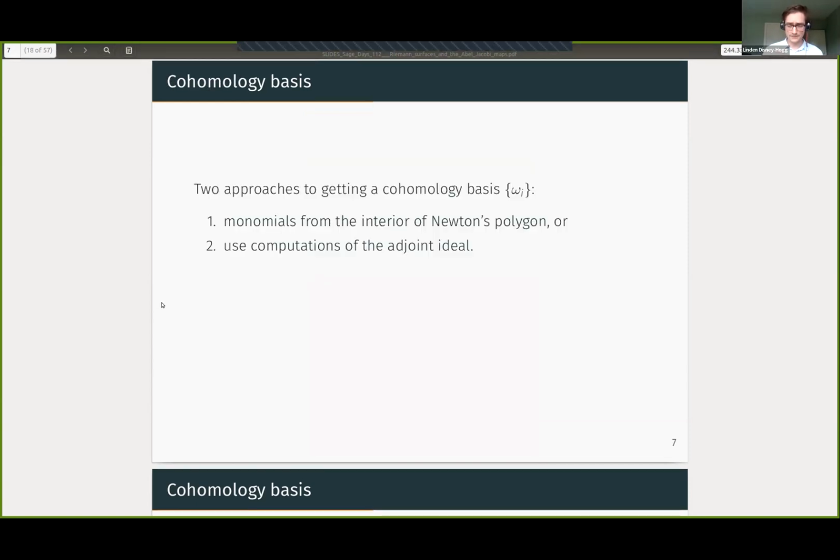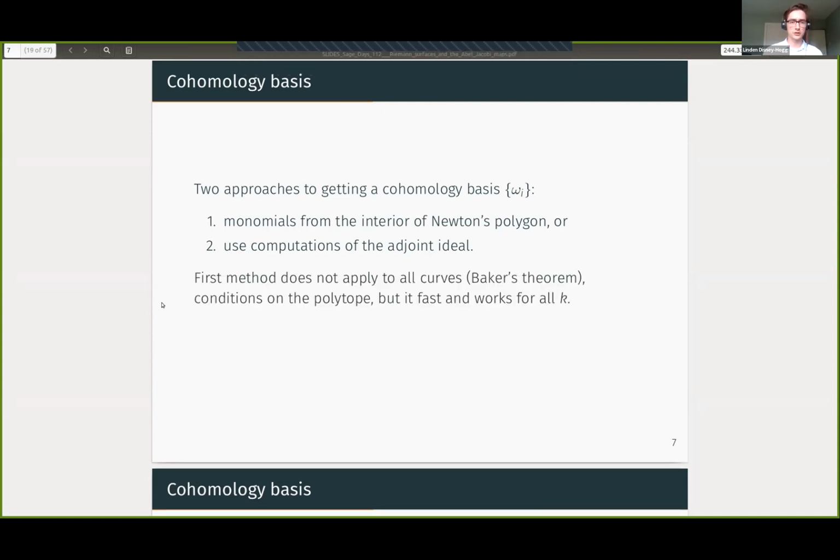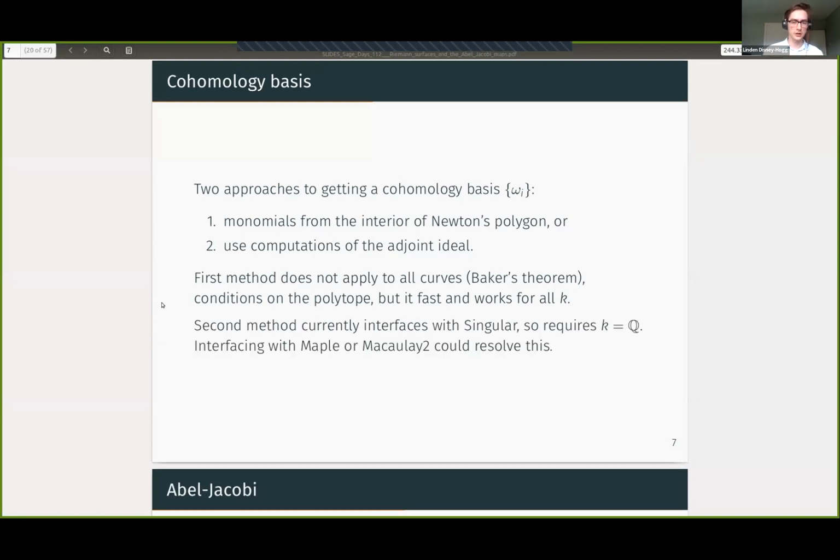We also mentioned cohomology, which was this other sort of H with an upper one. And there are going to be two ways that we get this cohomology basis on our Riemann surface. We can either use monomials, using a result on the Newton polygon, or we have to do computations with the adjoint ideal. This first method is great because it's fast, but you require some results from Baker's theorem for it to apply to a Riemann surface. And that's not true for all Riemann surfaces. It's true for a lot of surfaces that we care about, like hyperelliptic curves, but it's not always going to be the case.